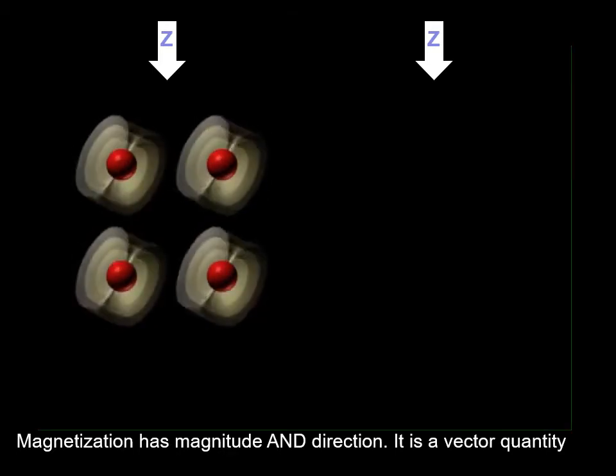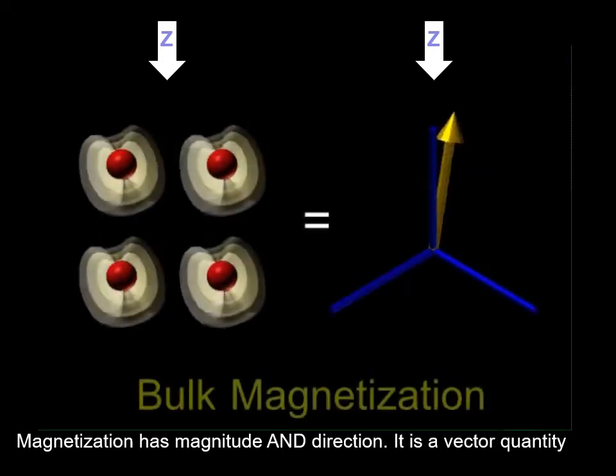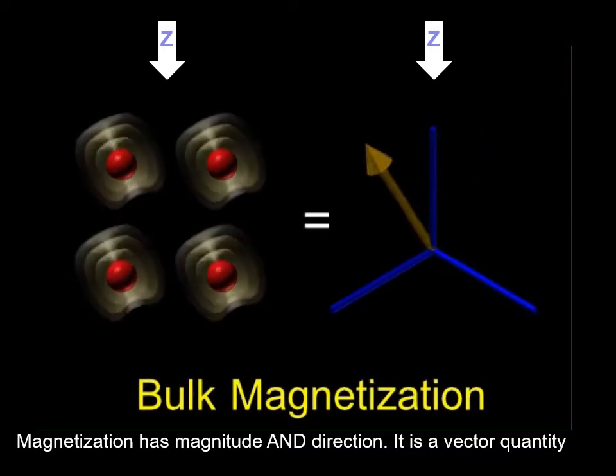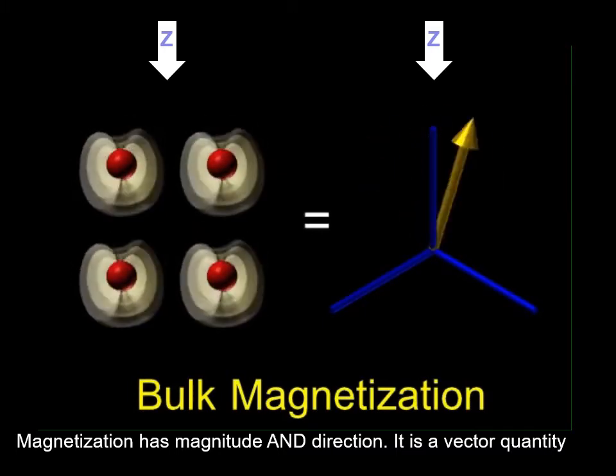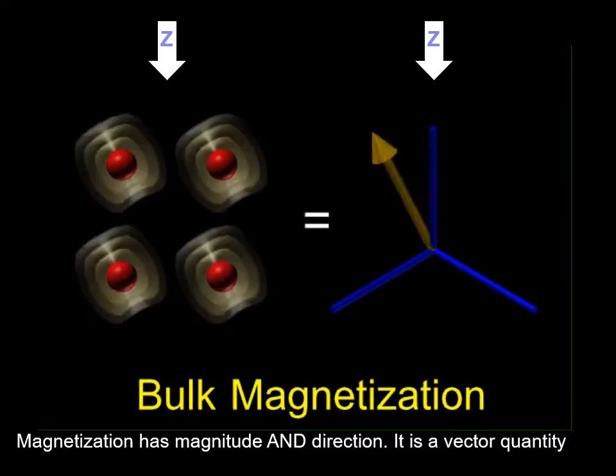The overall magnetization of the group of nuclei can be represented by a bulk magnetization vector, as is shown in this animation. As long as the nuclei precess in phase, the bulk magnetization is the simple sum of the component magnetizations.